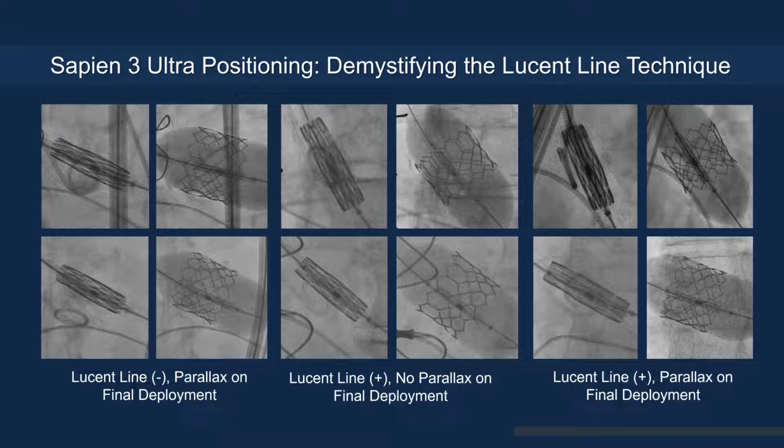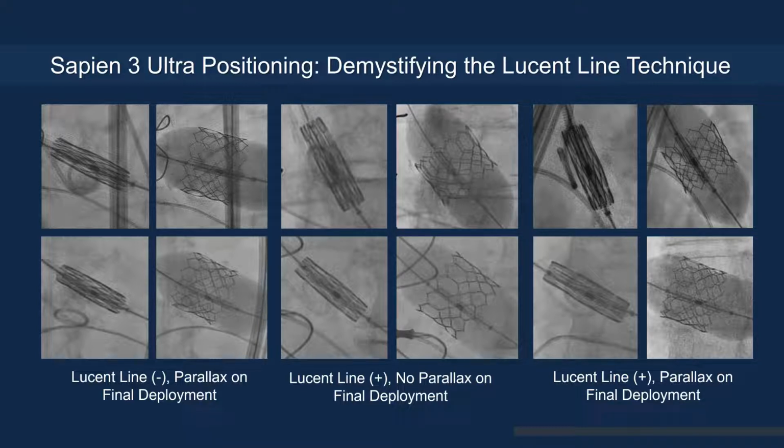As you see, there's no parallax on the valve frame. Now, look at the right 2 cases here. The top and the bottom both have Lucent lines. You can see that there's no parallax on the valve frame at the time of the positioning. You can see that here. But when you fully expand the Sapien 3, look at this. The valve frame certainly has parallax on both.